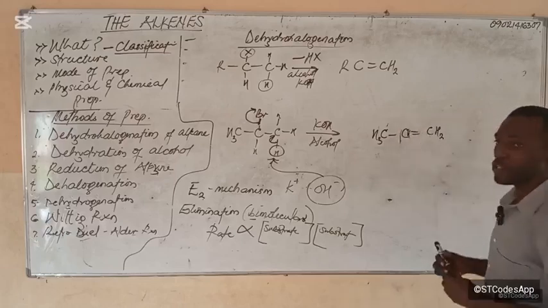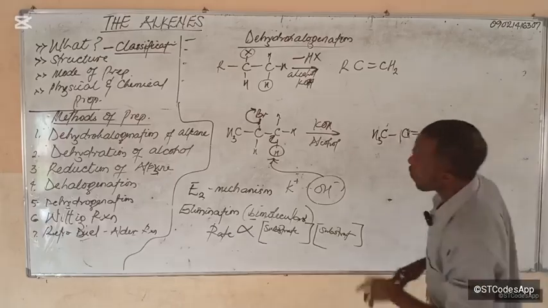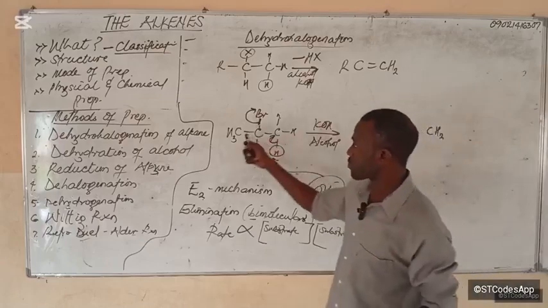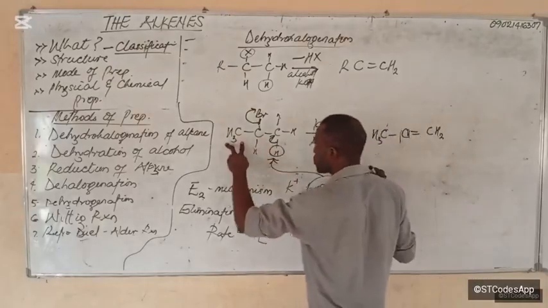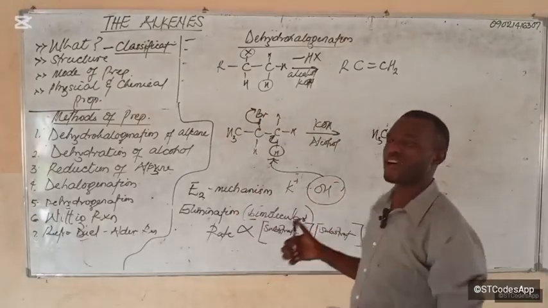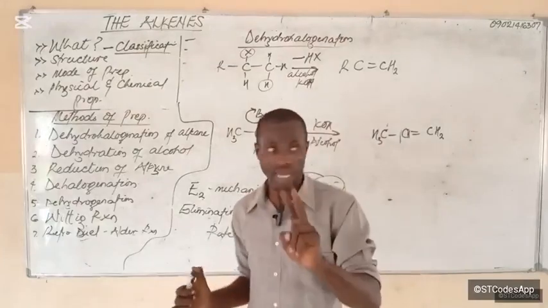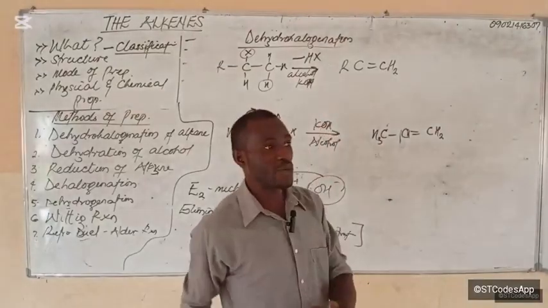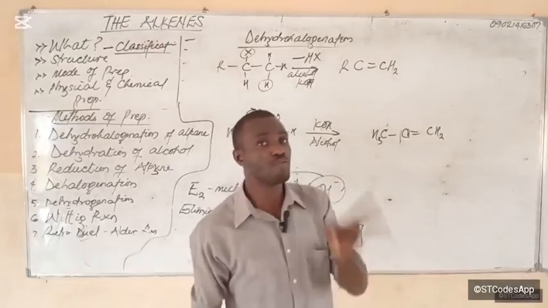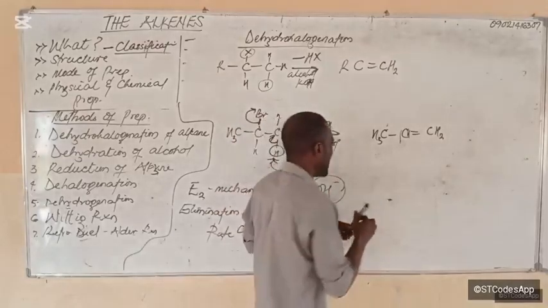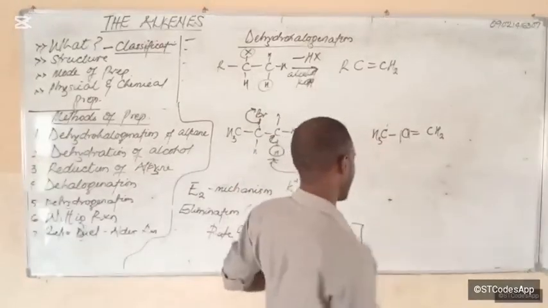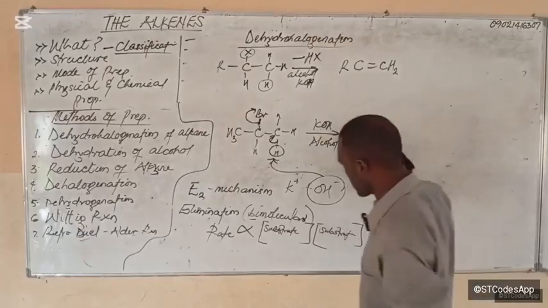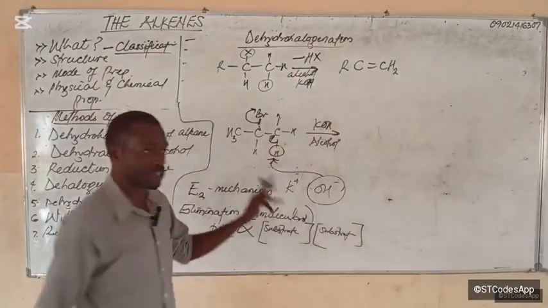Now, you may begin to think, why did we not abstract the hydrogen from here? Either way, whether the hydrogen here is abstracted or the hydrogen here is abstracted, we are going to arrive at the same answer. But in a case where there are two possible products that can be formed, then what is called Saytzeff's rule comes into play. Saytzeff is a scientist that propounded how this reaction takes place.